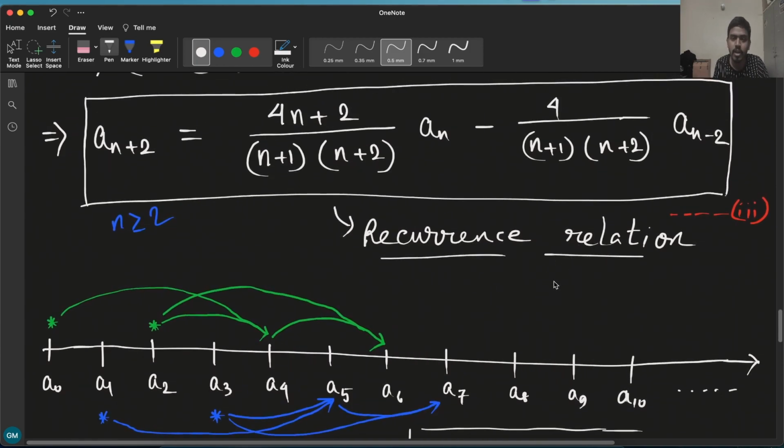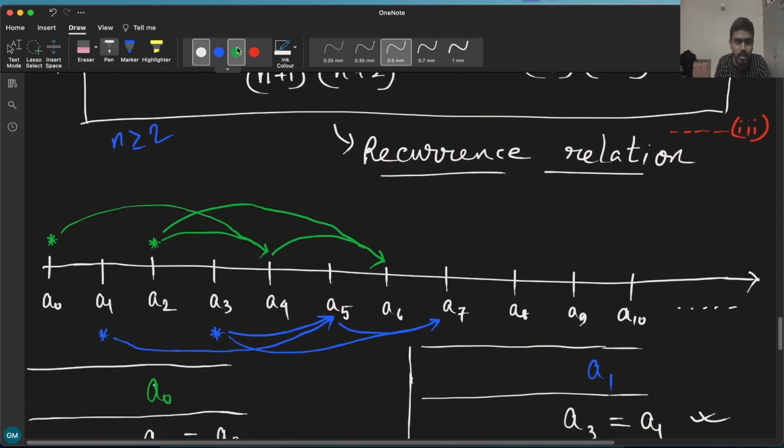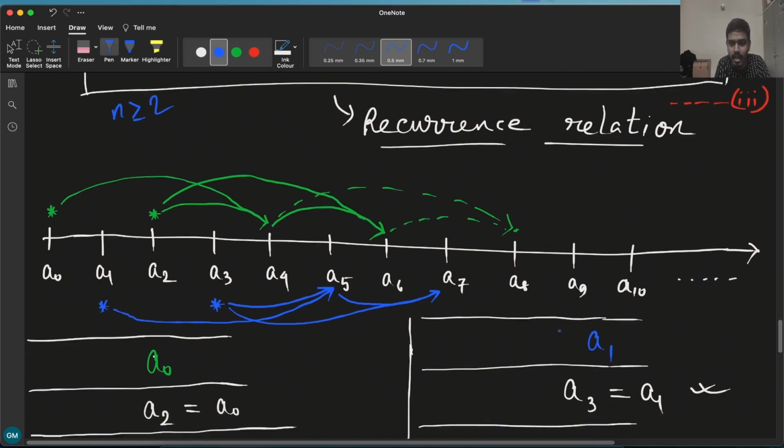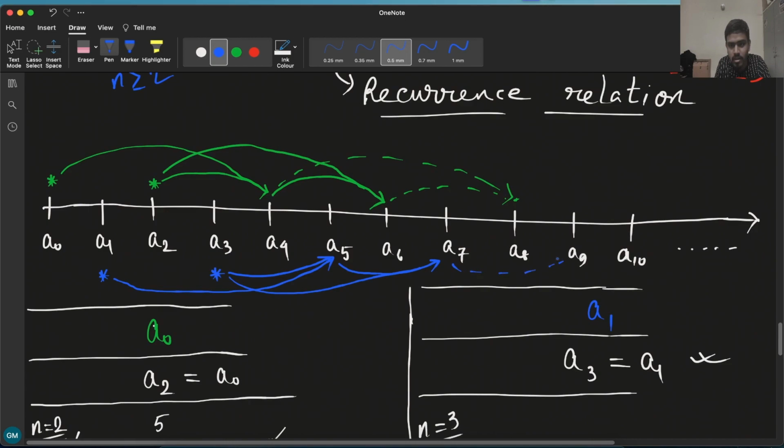Okay, so in previous examples, the recurrence relations were like, if you are given one single term, then I can tell the next term. But here we need to provide two terms to get one new term. In this way the series will proceed. Basically, if we want to find a8, then we need a6 and a4 also. Then only we can find a8. In case of a9, we need a7 and a5 also. Then we can find a9 and so on.